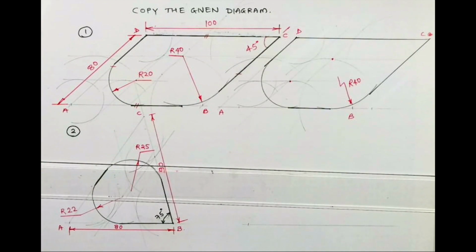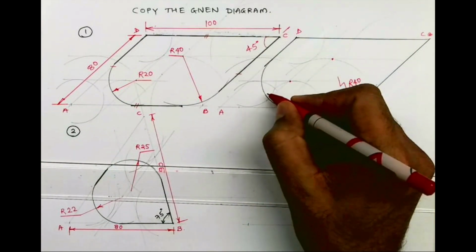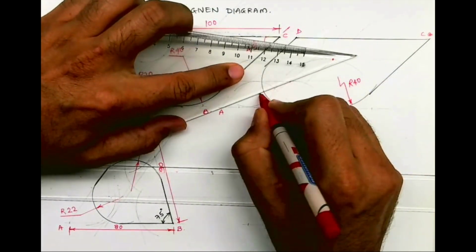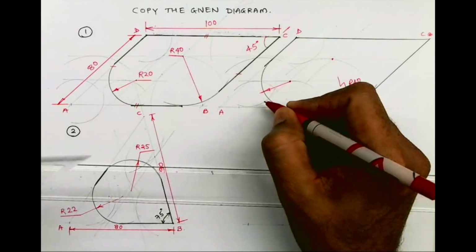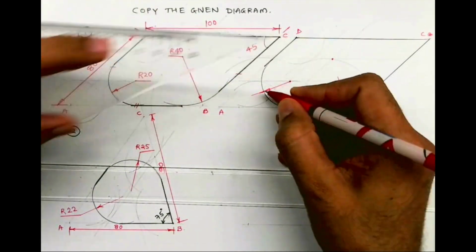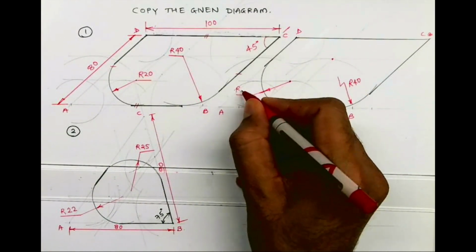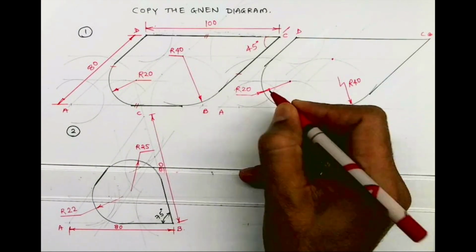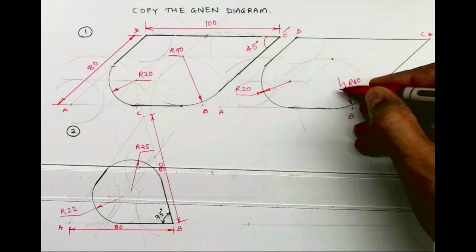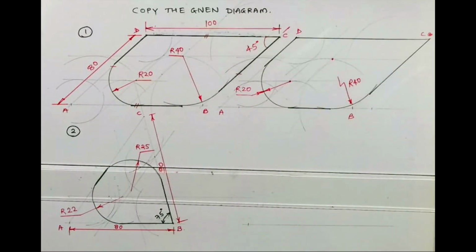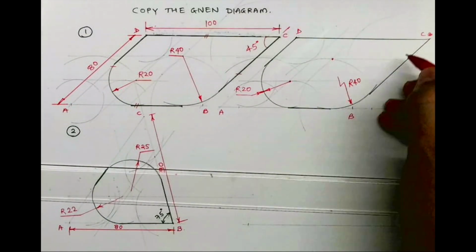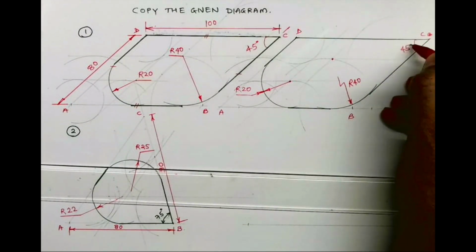Same way, one more diagram is there. This is radius 20. I can show the dimension like this, radius 20. This is 40. And this angle is 45.